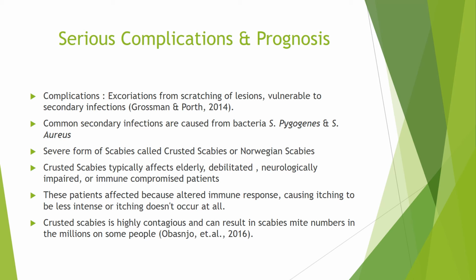A severe form of scabies is another complication. It's called crusted scabies or Norwegian scabies. This is usually going to happen to people that are immune compromised, elderly, debilitated of any kind, or neurologically impaired. This happens to them because they have an altered immune response. They're not going to be itching as intensely as a healthy individual would if scabies are crawling on them, and itching may not occur at all. They may not have that sensation. They may not be able to scratch. So these mites might start multiplying and multiplying, and sometimes the numbers can be in the millions.